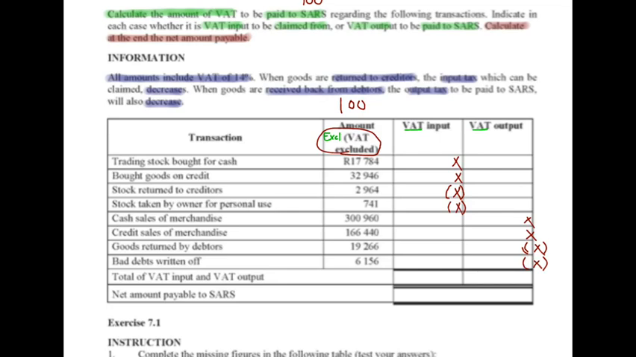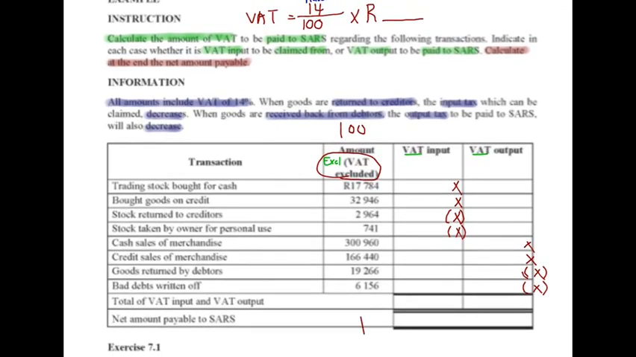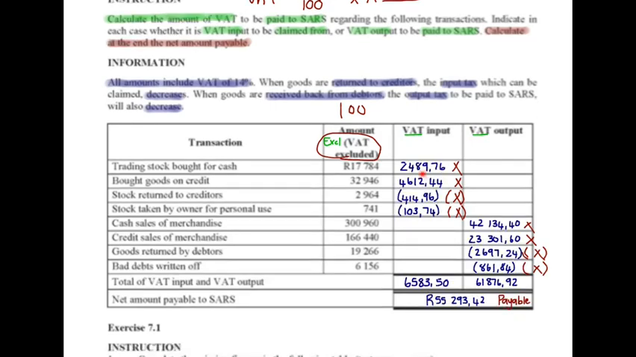So let's then work out the total input and total output to see what is the net payable amount to SARS. So I'm going to calculate the input the whole time by using the formula of the amount times 14 over 100, and then we'll put it into the column. So after calculating all the VAT amounts, my VAT input minus the returns, minus the goods taken from the owner, my VAT output minus the returns, minus the bad debts, I see that my total VAT input is 6,583.50, whereas my VAT output is 61,876 and 92 cents.